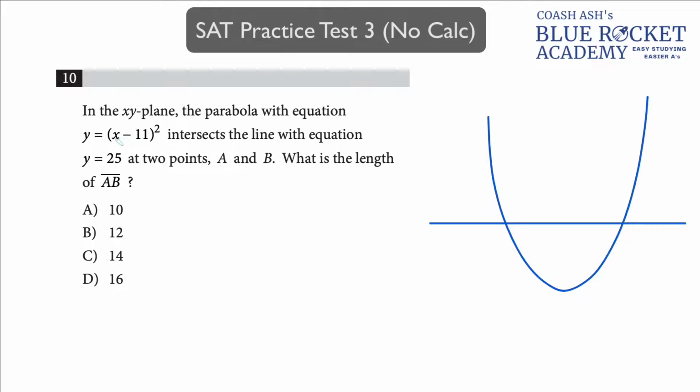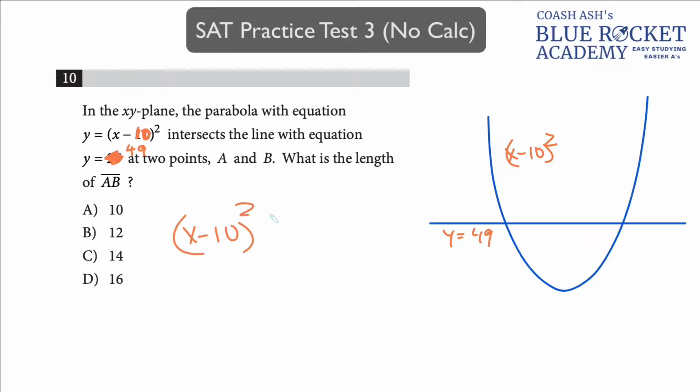Now instead of x minus 11 squared, I'm just going to make this x minus 10 squared. Otherwise it's the same problem, and instead of 25, I'm going to change this and make it 49, which means this is y is equal to x minus 10 squared, and this line is y is equal to 49. So how do you solve this? Just set them equal the same way.